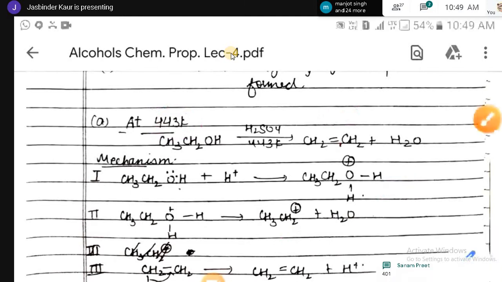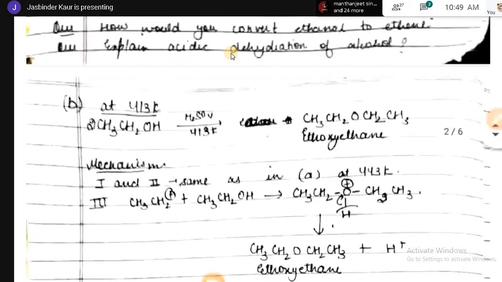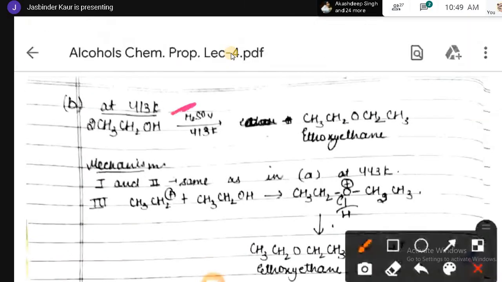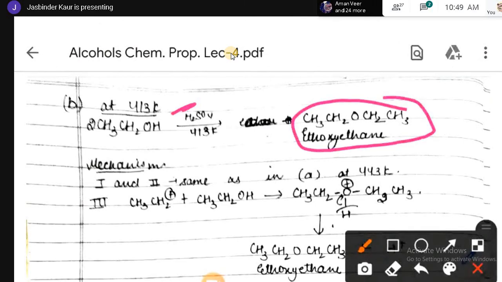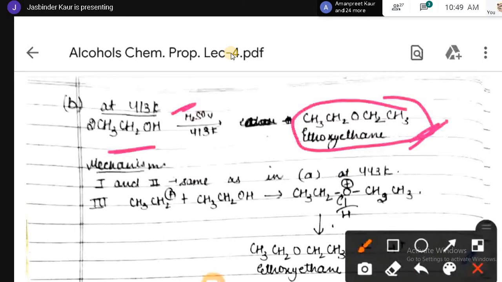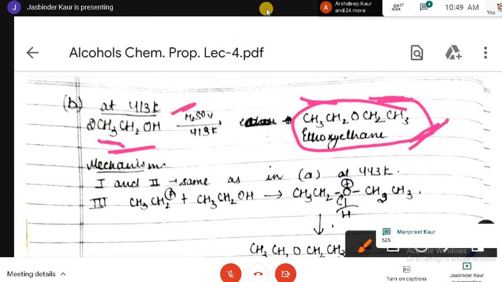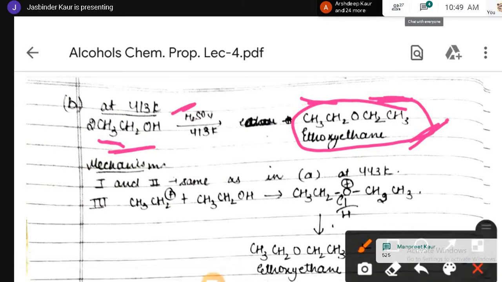Similarly, if alcohols are treated at 413 Kelvin, then we get ethers, in which two molecules of alcohol react in the presence of sulfuric acid at 413 Kelvin to get ethers, in which the alkyl group is repeated besides oxygen, so it is ether.